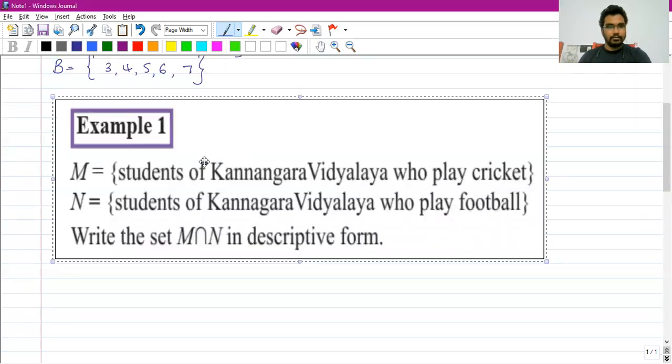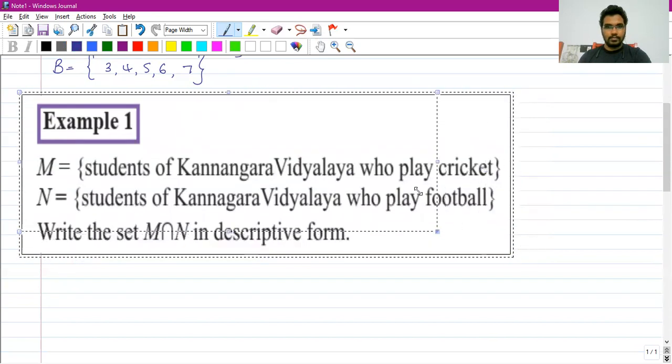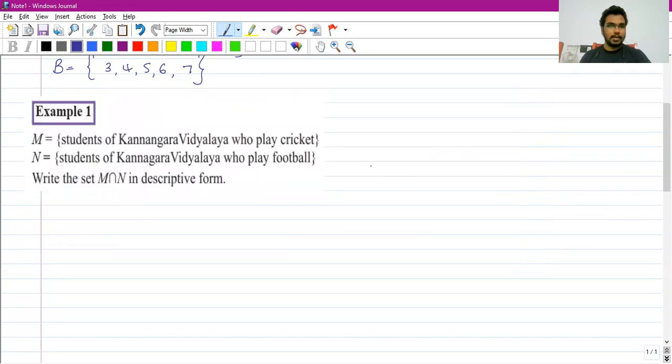Example number 1. Set M is students of Kannangara Vidyalaya who play cricket, and set N is students of Kannangara Vidyalaya who play football. What they ask is, write the set M intersection N in descriptive form. So not the elements, we have to write it in descriptive form, like a description as the answer. So shall we try to understand it?